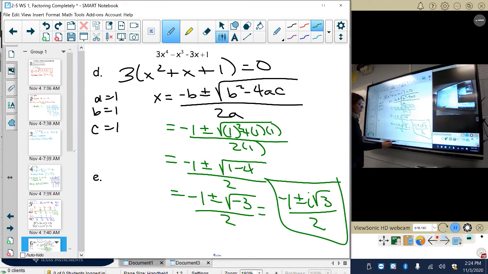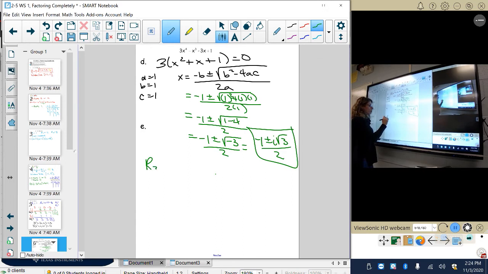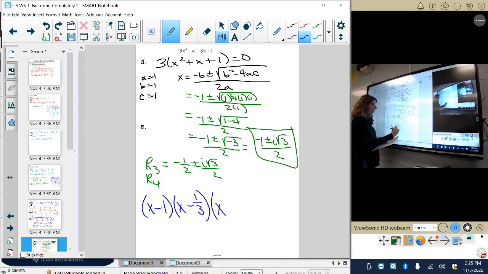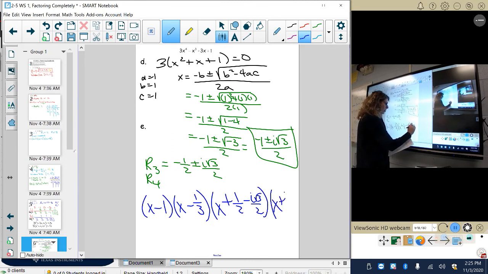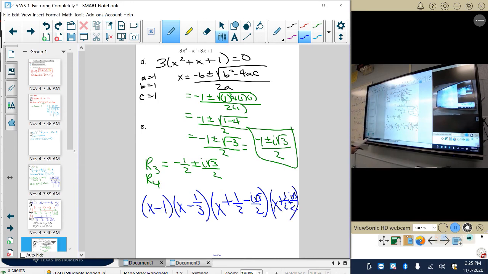So that means that root 3 is going to be negative 1/2 plus or minus i square root of 3 over 2. And that's also root 4 because it's the plus or minus. So that means the complete factorization is going to be x minus 1, x minus a third, x plus 1/2 minus i square root of 3 over 2, and x plus 1/2 plus i square root of 3 over 2. And then that is done.